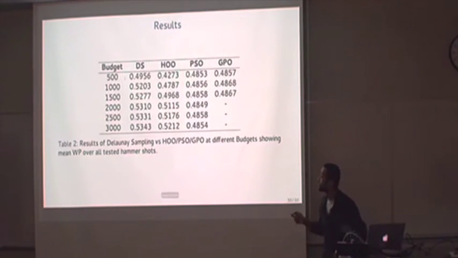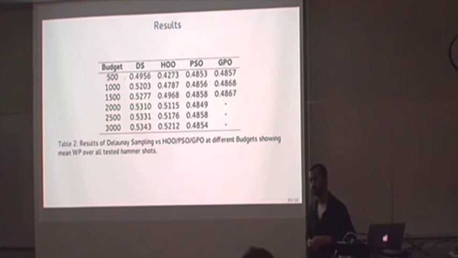I'm just kidding. Okay. And then we examined the performance of Delaunay sampling against PSOs and GPOs, and we found that Delaunay sampling does perform better than the other algorithms. And these differences are all statistically significant. I didn't place the volumes. And yeah, so.